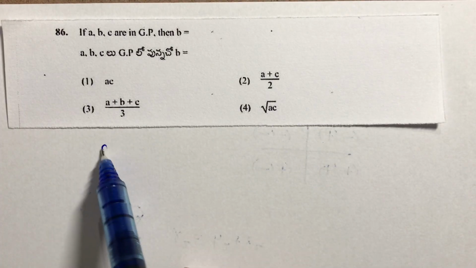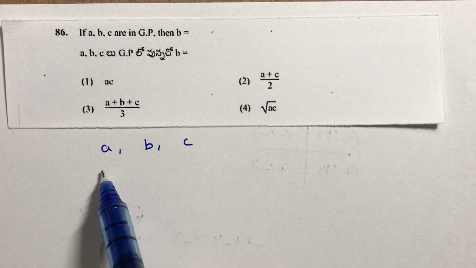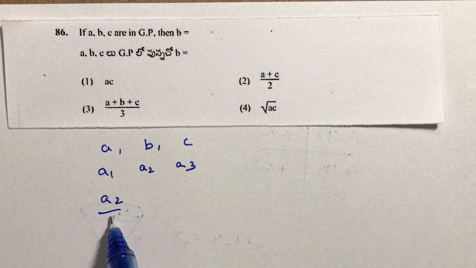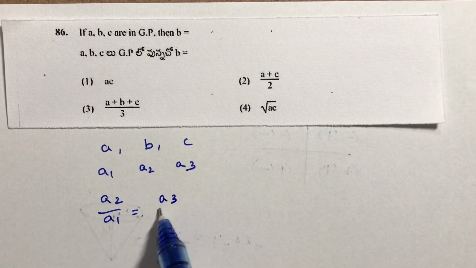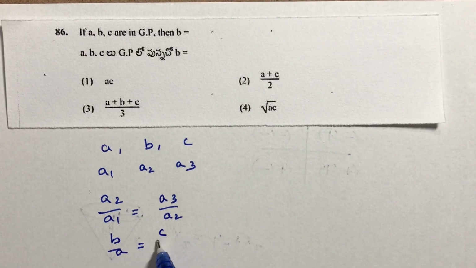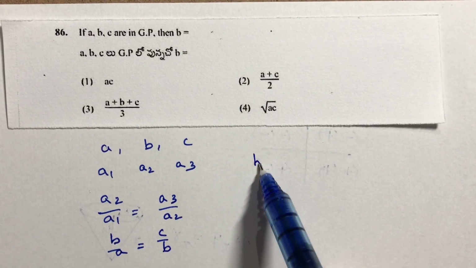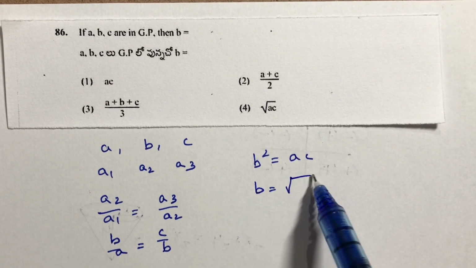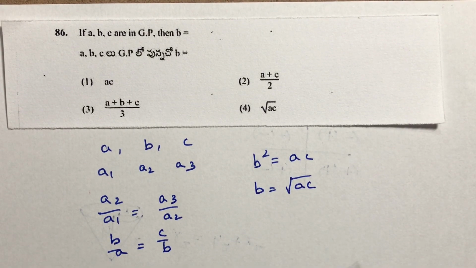A, B, C are in GP. A1, A2, A3. So A2 by A1 equals A3 by A2. So B by A equals C by B. If we cross multiply, B square equals AC. So B equals root AC. So the value of B is root AC. So the correct answer is 4.